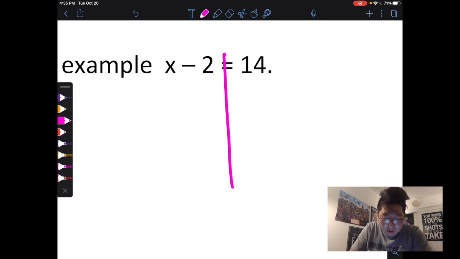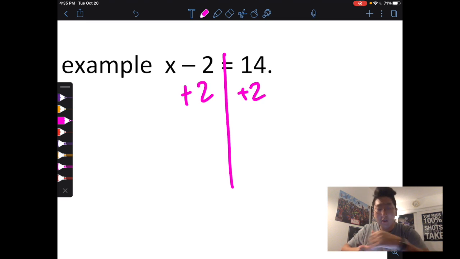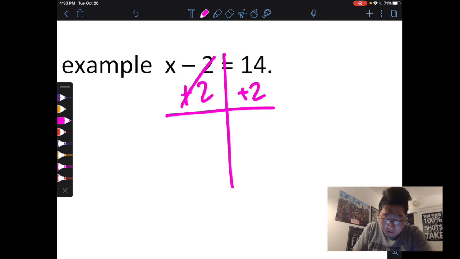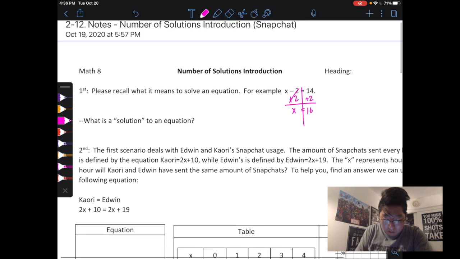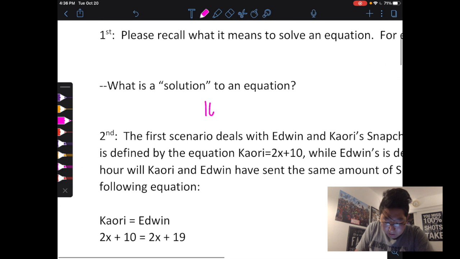But I'm going to go ahead and do something we call the inverse operations. We have x minus 2. We're going to do the inverse of minus 2, which is plus 2. And if I do anything to one side, I have to do it to the other. So I'm going to go ahead and add 2 to both sides. x equals 16. So my value for x that will make this sentence true is 16. So I can go ahead and say, what is the solution to this equation? 16.